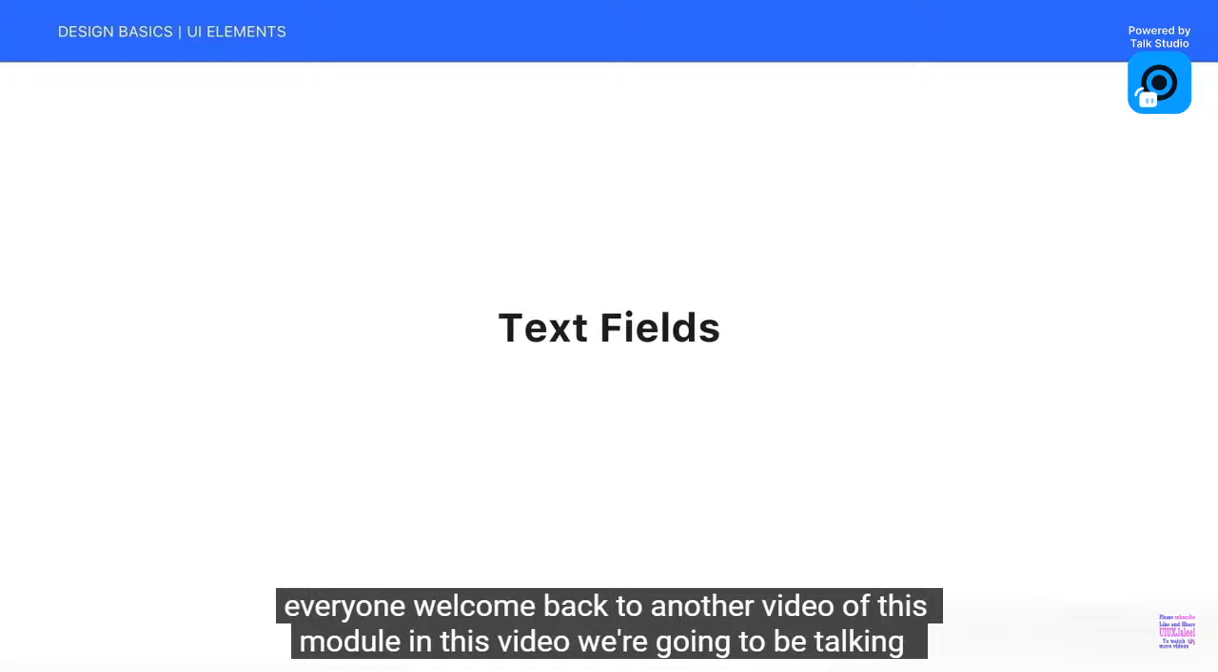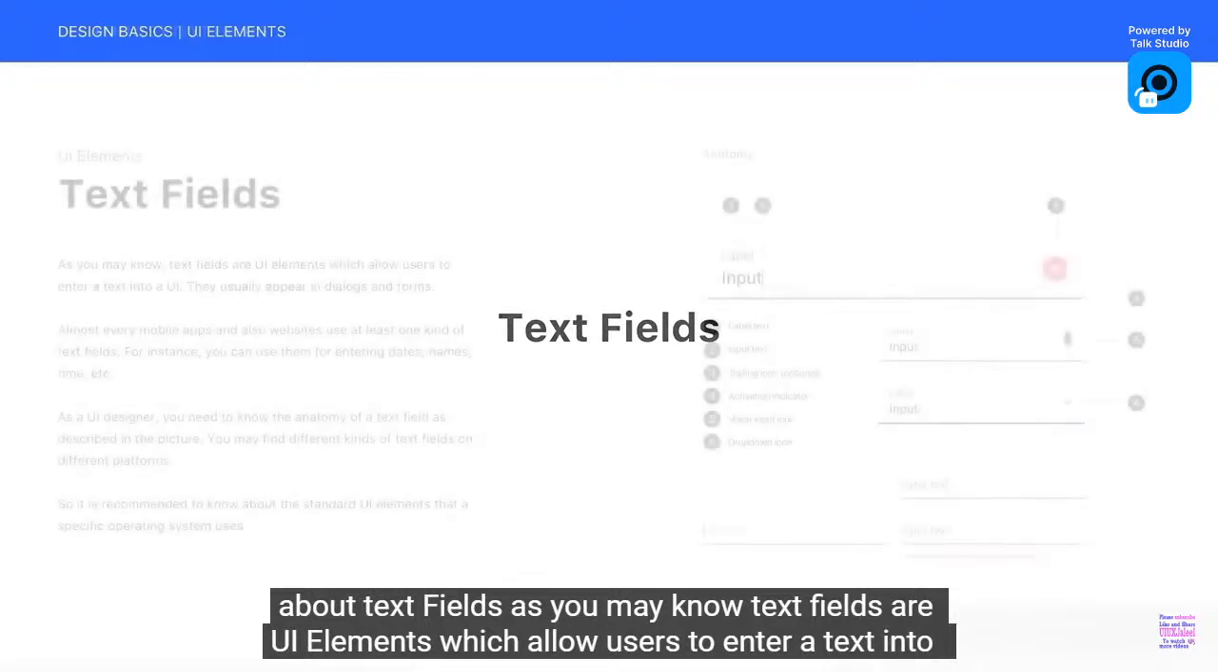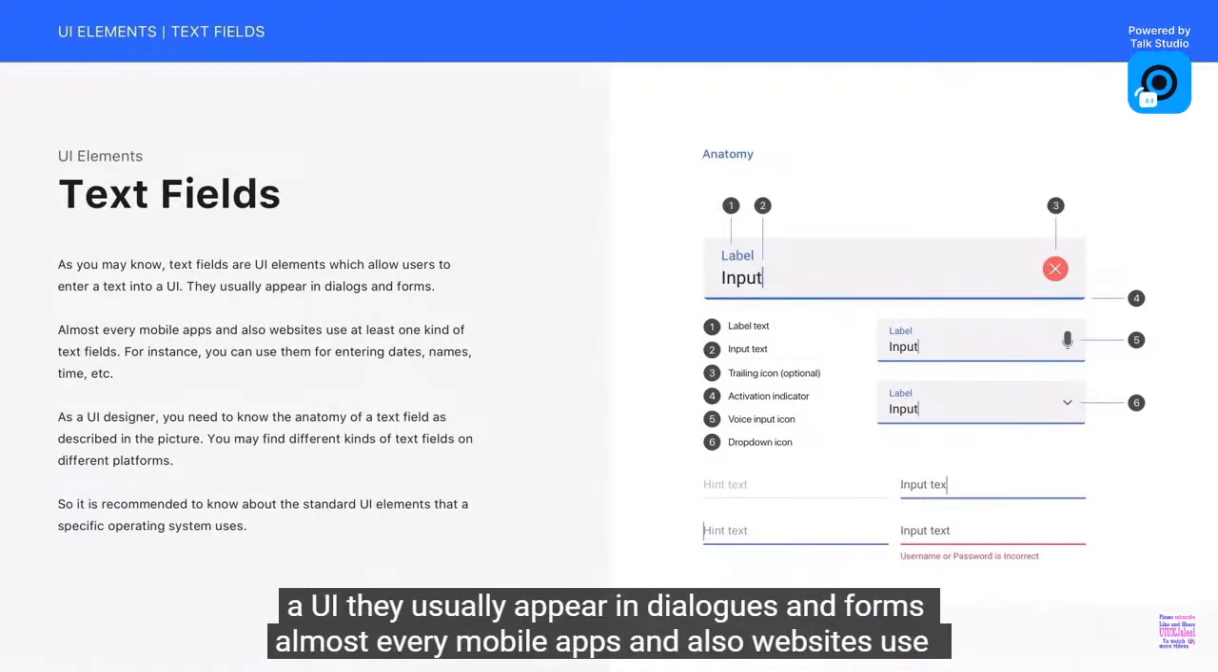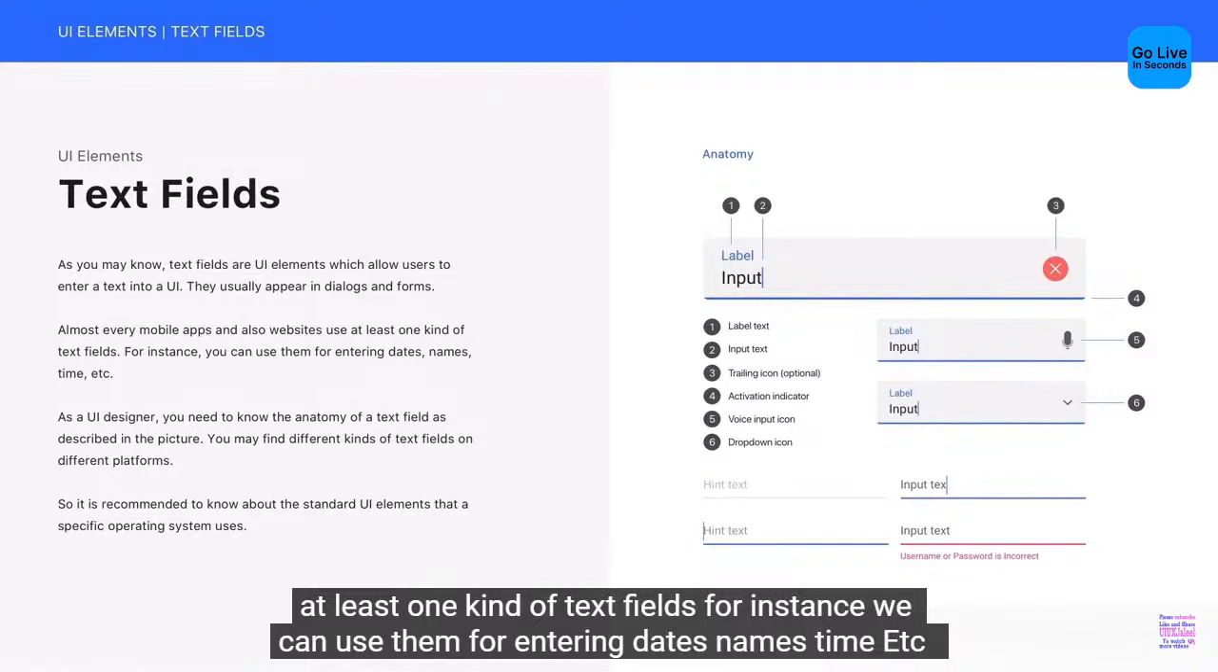Hey everyone, welcome back to another video of this module. In this video, we're going to be talking about text fields. As you may know, text fields are UI elements which allow users to enter text into a UI. They usually appear in dialogues and forms. Almost every mobile app and website uses at least one kind of text field. For instance, you can use them for entering dates, names, time, etc.